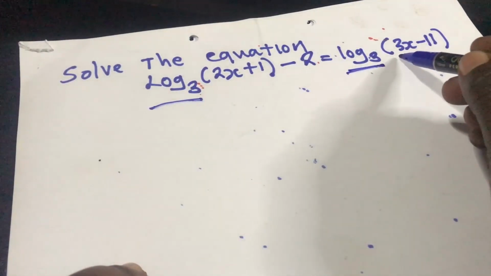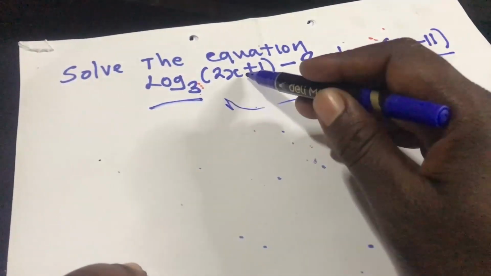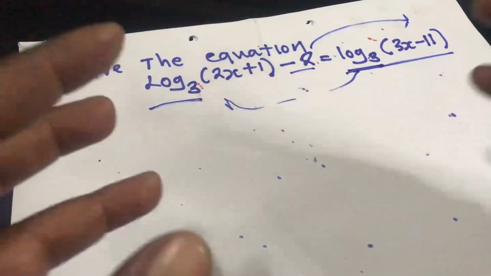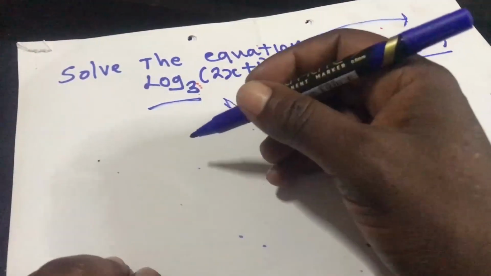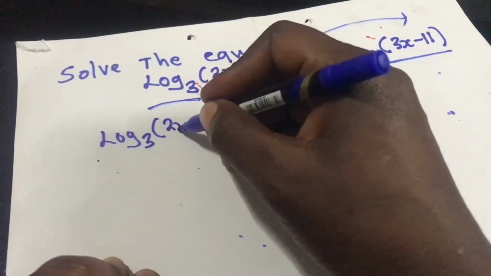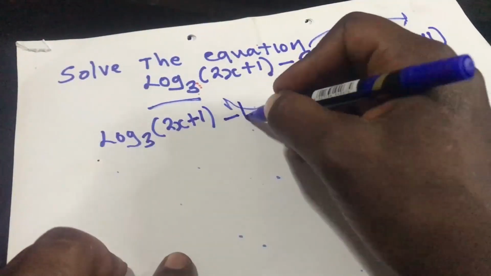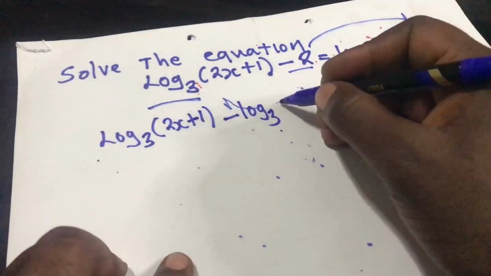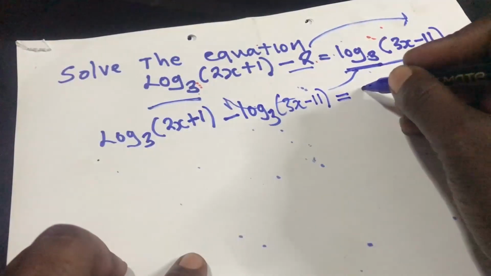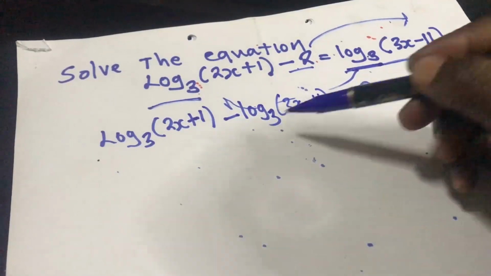So what we want to do is to shift this expression to this side, and then this negative 2 will shift to the other side. In short, we are bringing like terms together. So let me just rewrite this here. I'm going to have log of base 3 (2x plus 1). When this one comes this side, it is going to be minus log 3 (3x minus 11) is equal to 2, because the negative, when it crosses the equal sign, it will be positive.